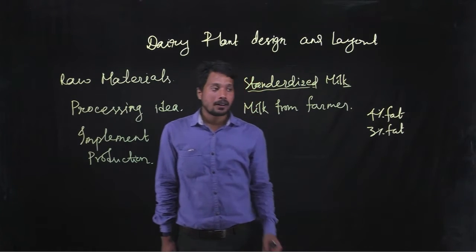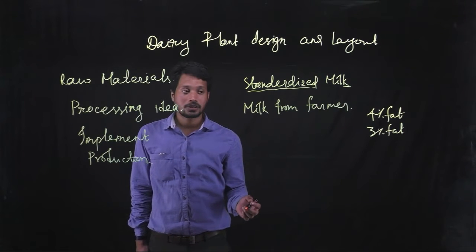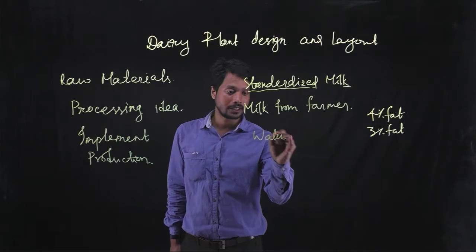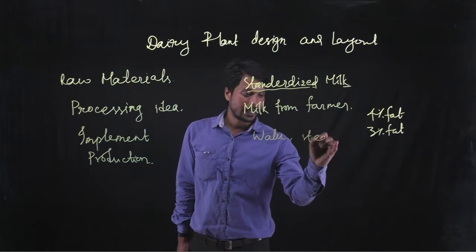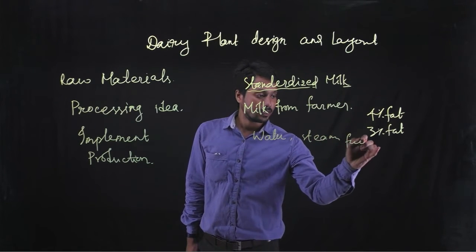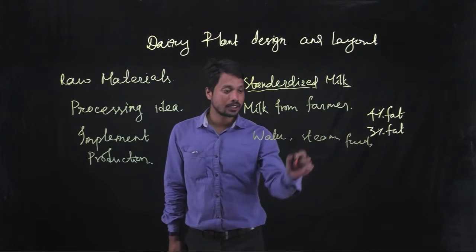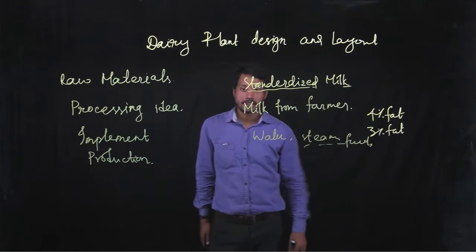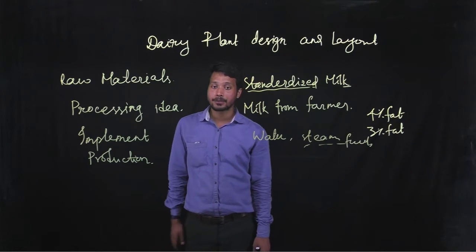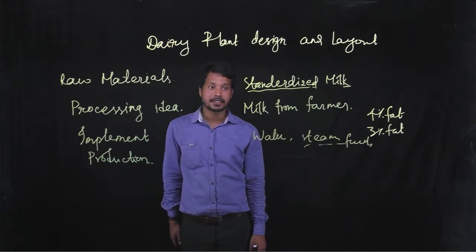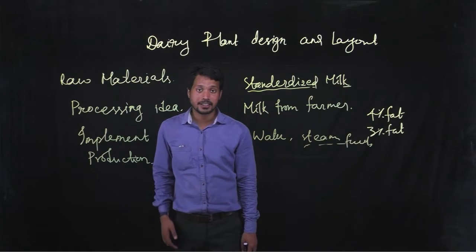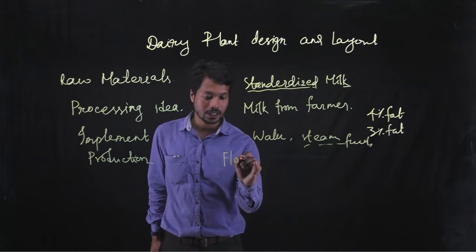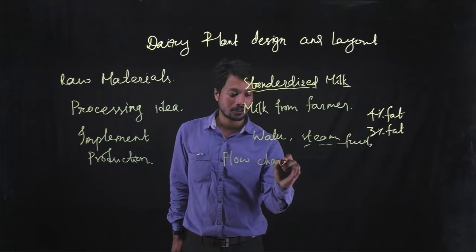So this is the need of raw material, and then as raw materials you might need water, you might need steam, you might need other fuels. Okay, you might need other coolant. So these all are the raw materials you first list out during this plant design, and then the processing idea. So as I said, how do you produce the standardized milk? First you must have the flow chart of it.